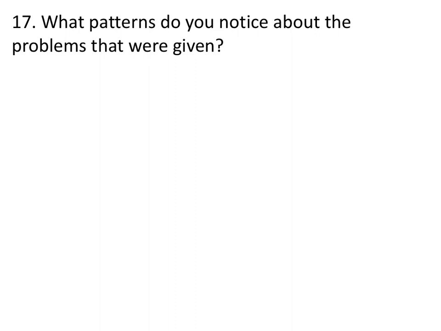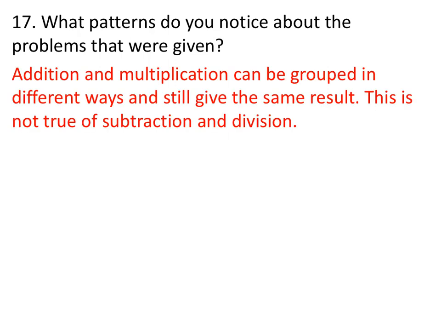And that's notice about the problems that were given. And you probably noticed this addition and multiplication can be grouped in different ways and still give the same result. This is not true of subtraction and division. Now, this property, of course, is the associative property, and we found that it worked for addition and multiplication, but not for subtraction and division, which is what this is saying.